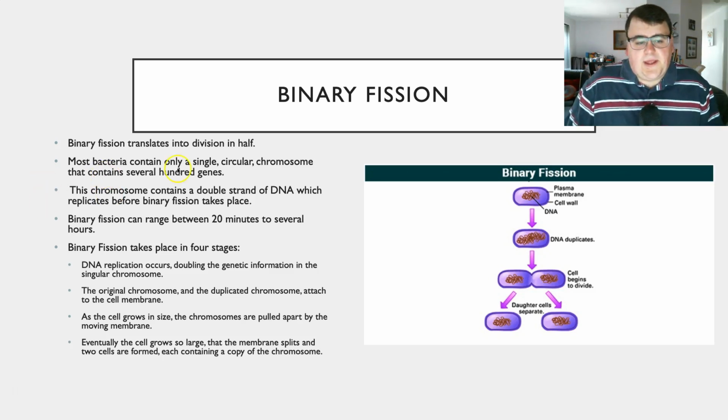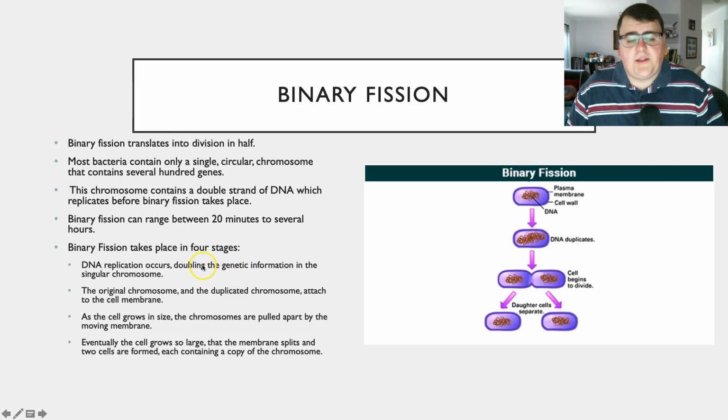So the first step is that DNA replication occurs, and it doubles the genetic information in the singular chromosome. Still only one chromosome, but double the genetic information. That original chromosome and the duplicated chromosome, which are still attached together, attach to the cell membrane, and the entire cell begins to elongate. So we can see that here. So it doesn't show it's attached, but the chromosome here is attached to the cell membrane.